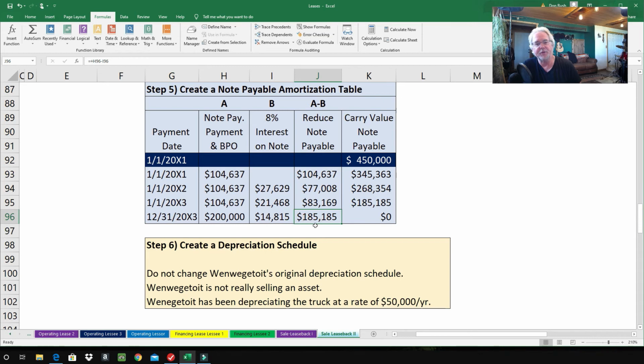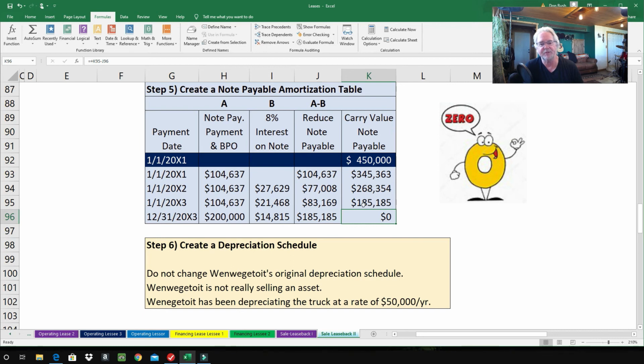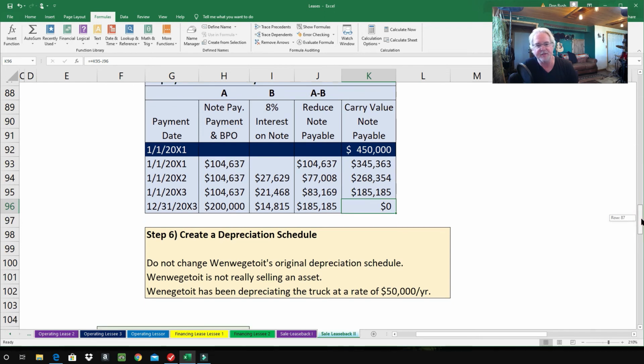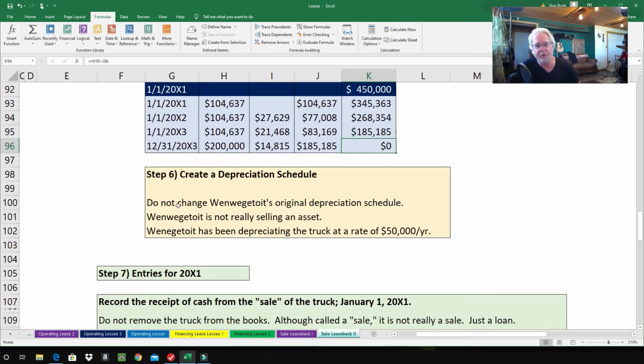And we're going to reduce the note payable. All you do is 200,000 minus 14,815. You get 185, and guess what, folks? It ends up being zero, because 185 minus 185 is zero, and it should end up being zero, or very close to it, folks. If you're off by $100 or $1,000 or 500,000, you did something wrong. When we get to construction is not really selling this truck.